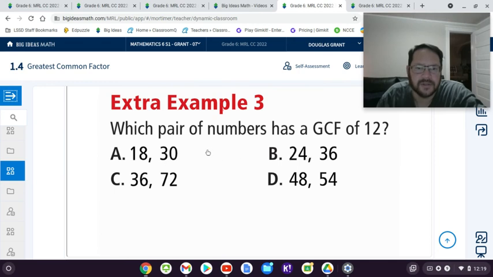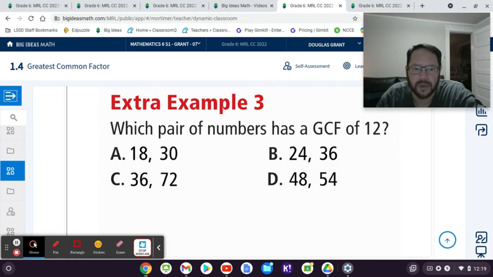So your job is to figure out which of these pairs of numbers has a GCF of 12. So however you need to do it, figure out which of these sets of numbers has a greatest common factor of 12. Okay, so 12 doesn't go into 18, so it is not A. 12 doesn't go into 30 either. So 12 is not a factor of either of these in A. For C, 36 goes into both of these numbers. 36 is the greatest common factor for C.